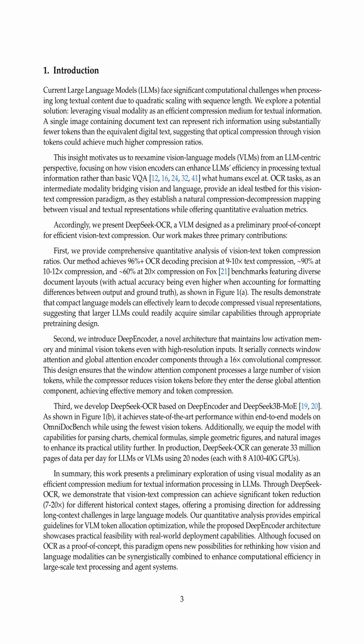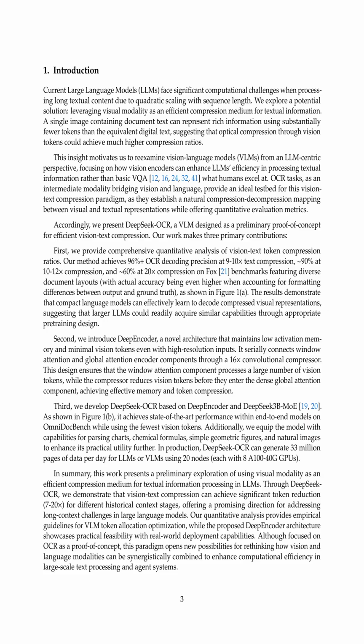6. Conclusion. Introduction. Current large language models, LLMs, face significant computational challenges when processing long textual content due to quadratic scaling with sequence length. We explore a potential solution leveraging visual modality as an efficient compression medium for textual information. A single image containing document text can represent rich information using substantially fewer tokens than the equivalent digital text, suggesting that optical compression through vision tokens could achieve much higher compression ratios.